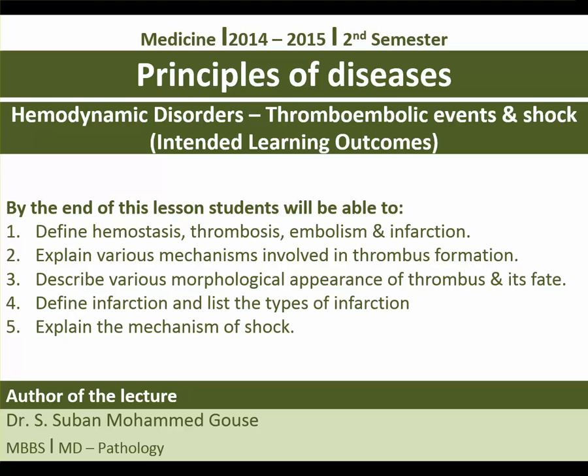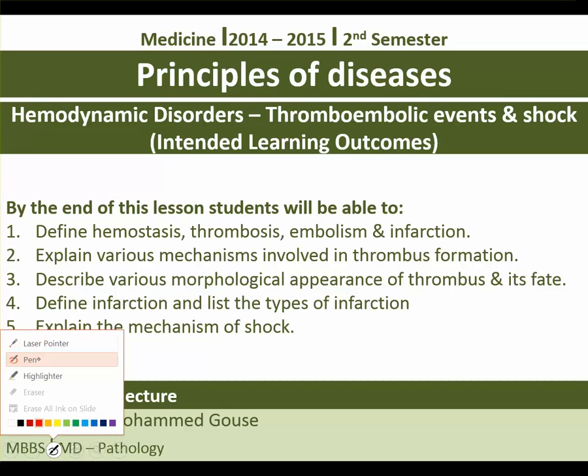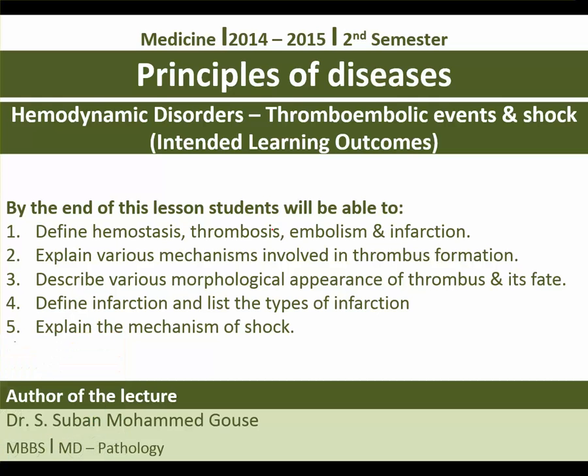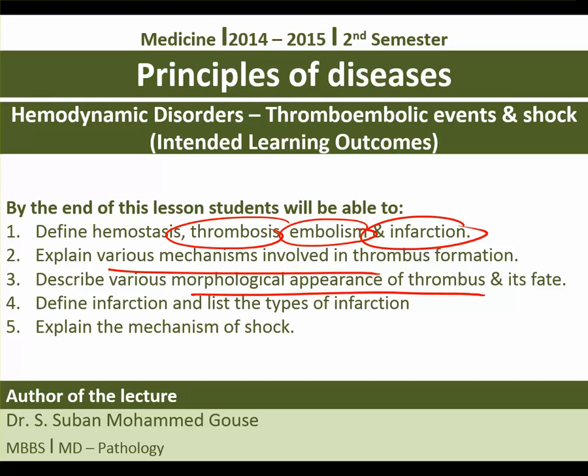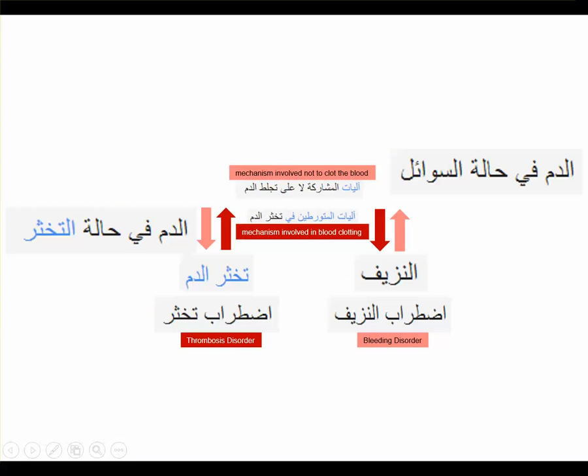Okay, so this is lecture number 7 regarding thrombosis and shock. After this lecture, I expect you to define hemostasis, which is a normal event. Then you should define thrombosis, embolism, and infarction, and the various mechanisms involved in it, and the morphological appearance of thrombosis and infarction and its types, and the mechanism of shock. Okay, all are very important.